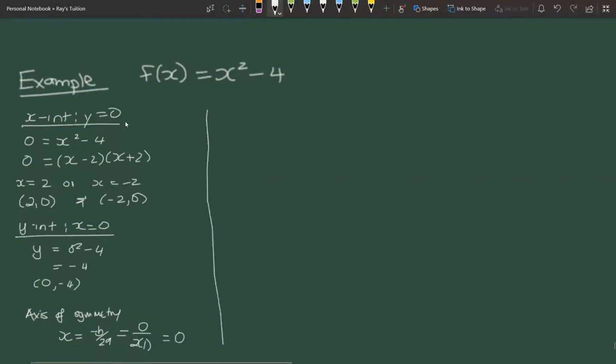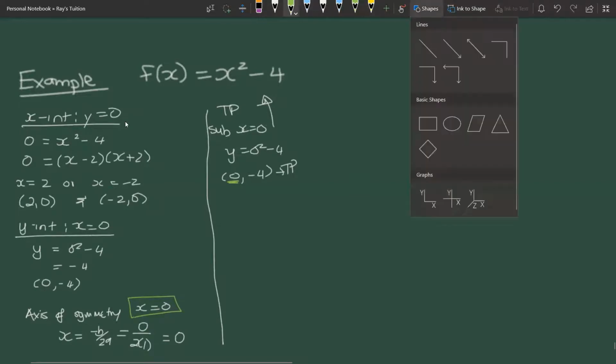And to find the corresponding turning point, the x coordinate of your turning point is 0. To find the y coordinate, we substitute x is equal to 0 into the original equation. So we get y is 0 squared minus 4. So (0, minus 4) is the turning point, and the axis of symmetry is x is equal to 0. Please note that the x coordinate of our turning point gives us the axis of symmetry. So I think that is enough information to plot our graph.